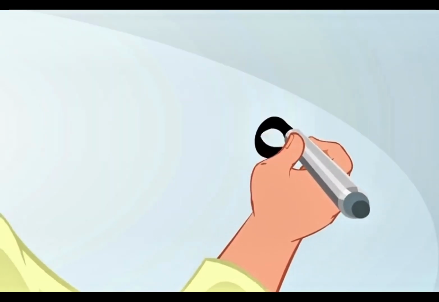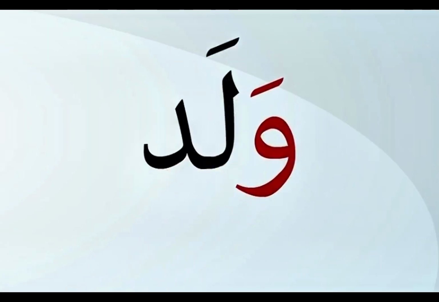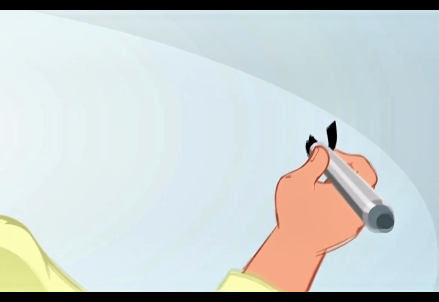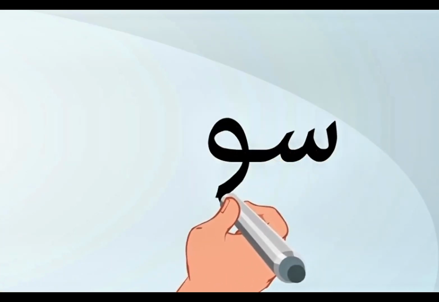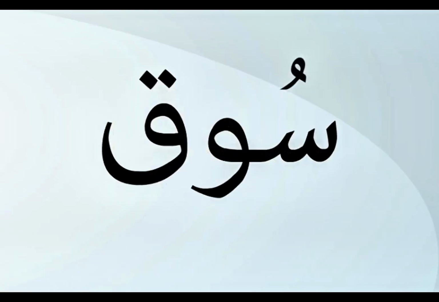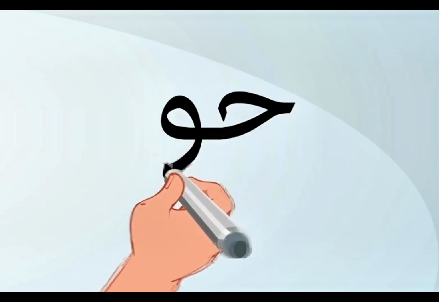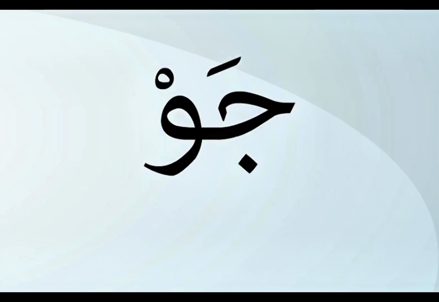This is how we write waw at the beginning of the word, like this example: walad, which means boy. This is how we write waw at the middle of the word, like this example: souq, which means market. This is how we write waw at the end of the word, like this example: jaw, which means weather.